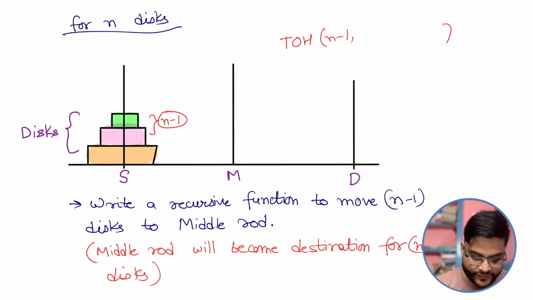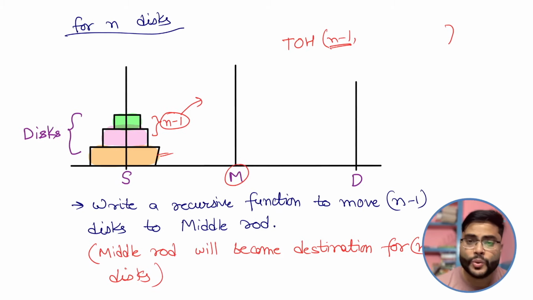Because I know that if I place my n-1 disks successfully on the middle rod, I can move my one disk from source to destination in a single step. So I will write my recursive function for n-1 disks. First I will pass n-1 because I want to call my function for n-1 disks.